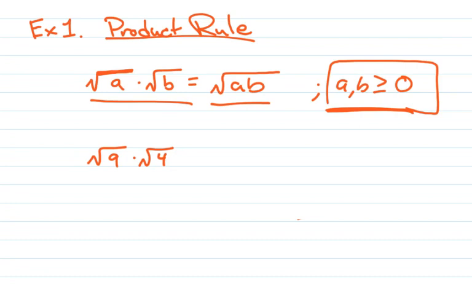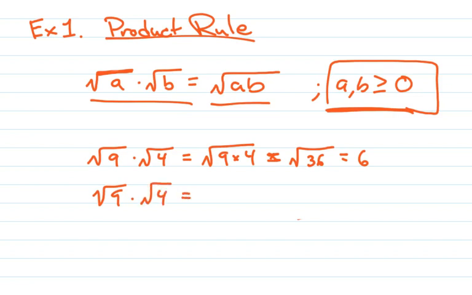So, in doing this problem, the square root of 9 times the square root of 4, this property says that it's just going to be the square root of 9 times 4. So the square root of 9 times 4 is the square root of 36. And the square root of 36 is 6. We could also evaluate these individually and then multiply them together. The square root of 9 is 3. The square root of 4 is 2. And that is also equal to 6.